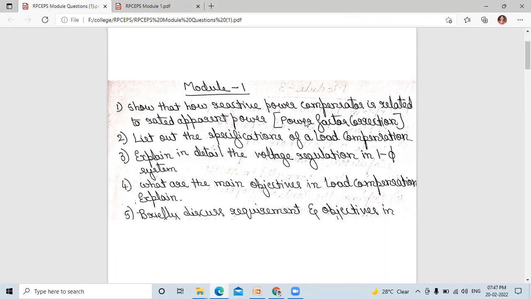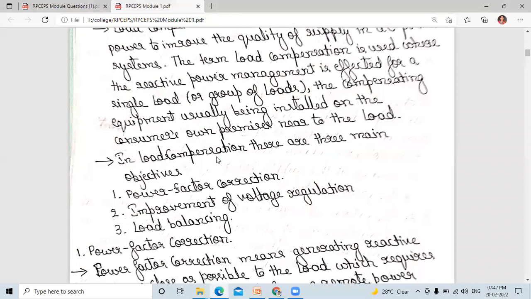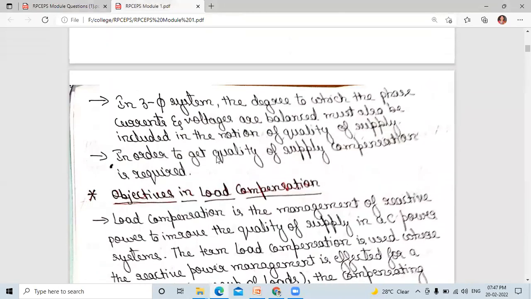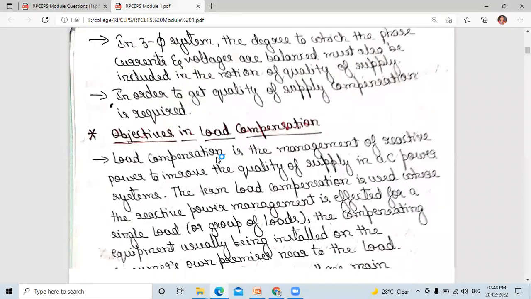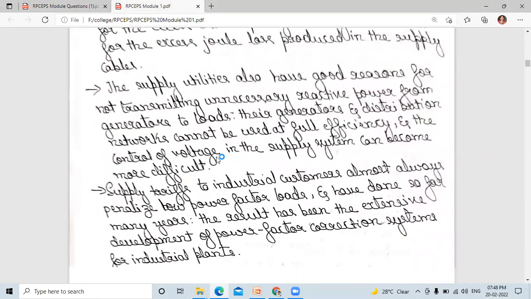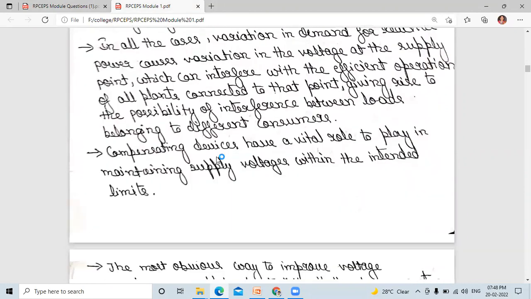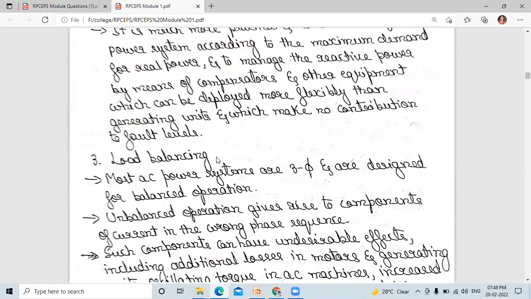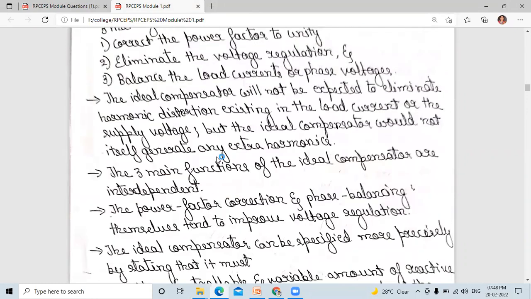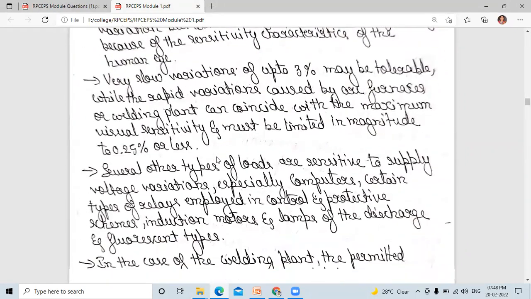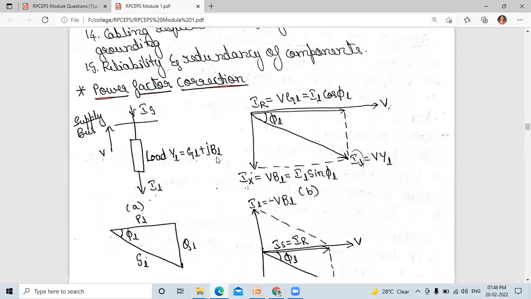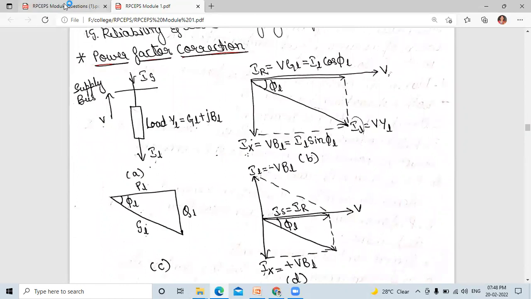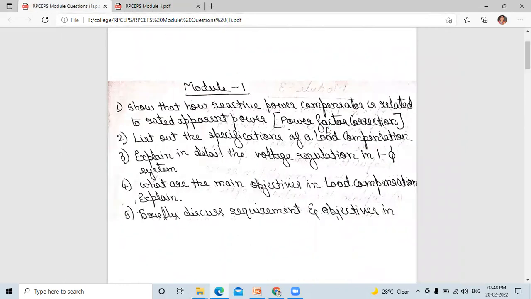Okay. Power factor correction. You have already read the model 1 power factor correction, right? So requirement for compensation, objectives in load compensation, they have given, I have written syllabus wise. So once you check, okay, this is the ideal compensator. They have asked a question regarding power factor correction. So this is the power factor correction. The first question we have read is power factor correction.